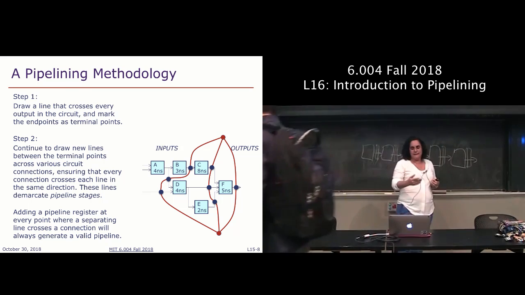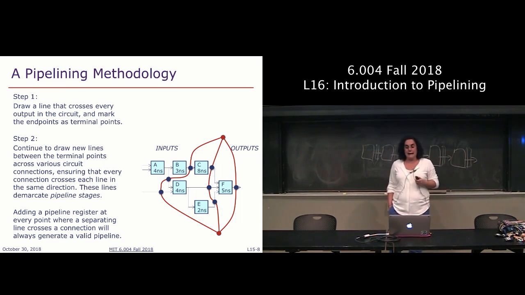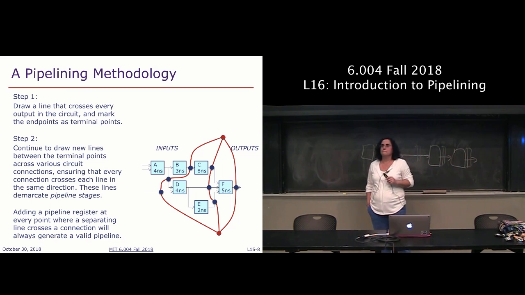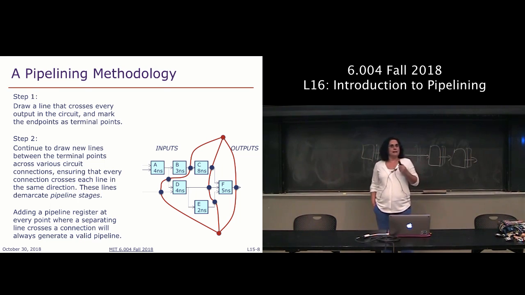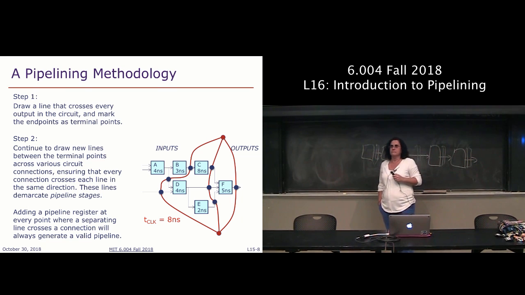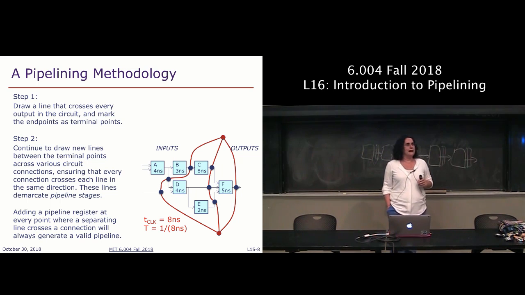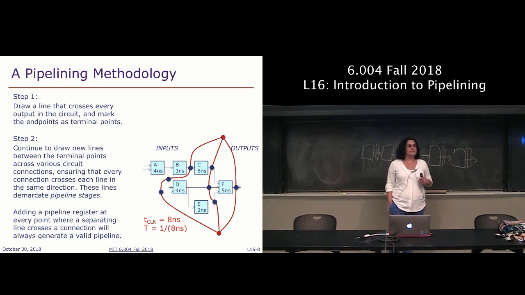Specifically, if I tell you that this is my pipeline circuit, who can tell me what the T clock for this circuit has to be? What's the minimum T clock? Yes? 8. Where'd you get 8 from? Because C has a propagation delay of 8. So that means that every clock period is going to take 8 nanoseconds. And so if my clock period is 8, what is my throughput? 1/8. And what's the latency for this particular circuit? How many pipeline stages do I have? 3. And so what's the latency? 24.